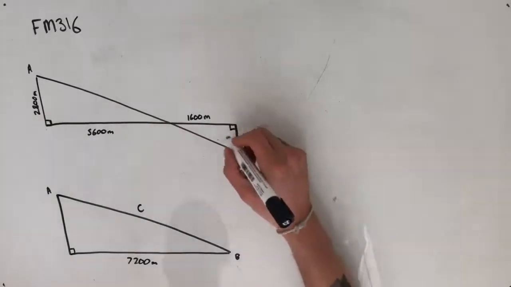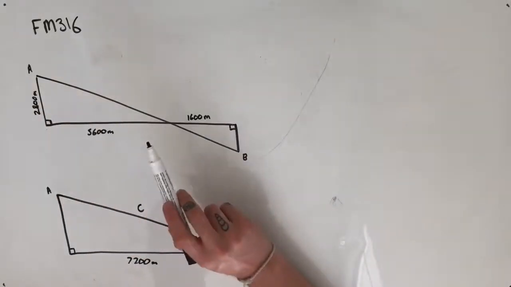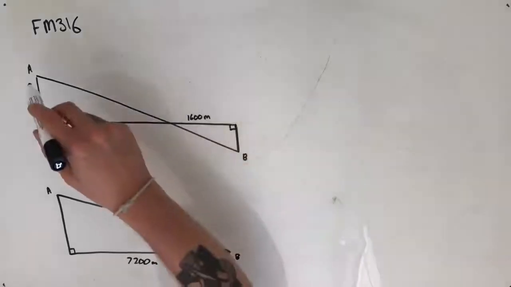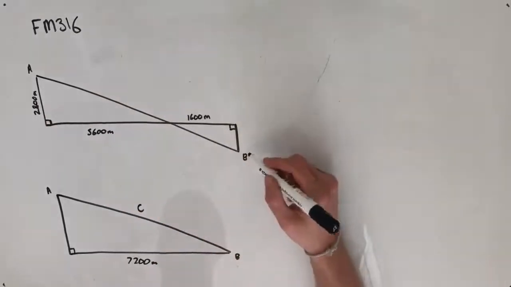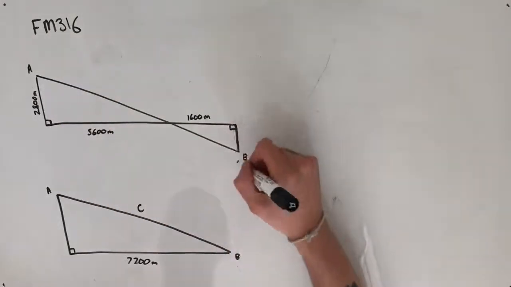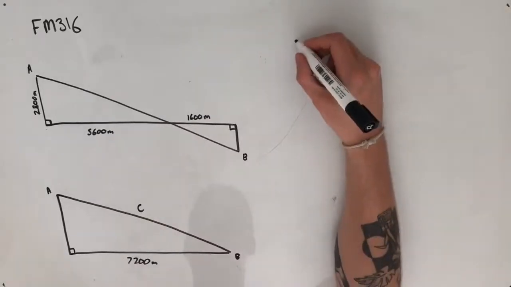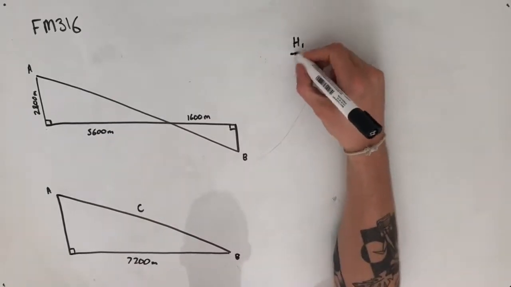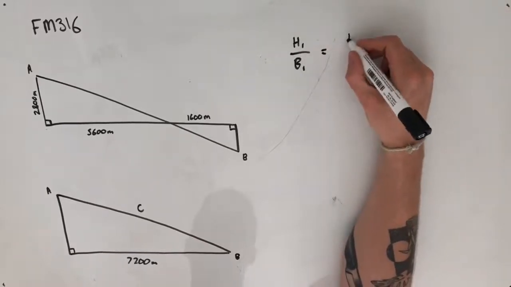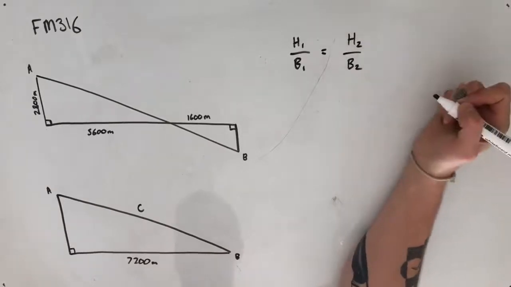In order to find this height here, what we know is that these two triangles are similar, and we know that because they are a reflection of one another, they use this same line here, and they both occur at right angles. We know that the ratio of height to base length of one of these triangles should be the same as the ratio of height to base length of the other triangle.